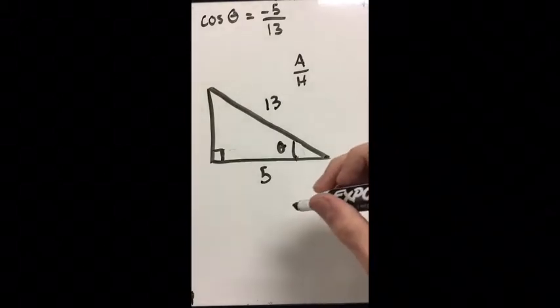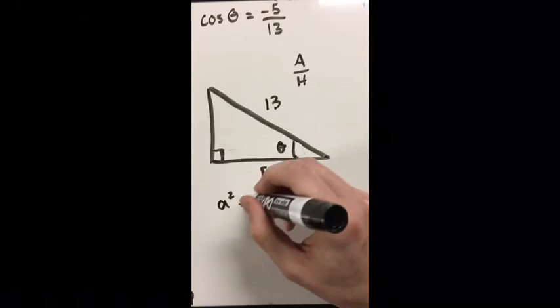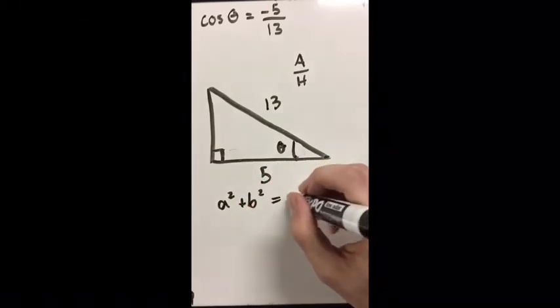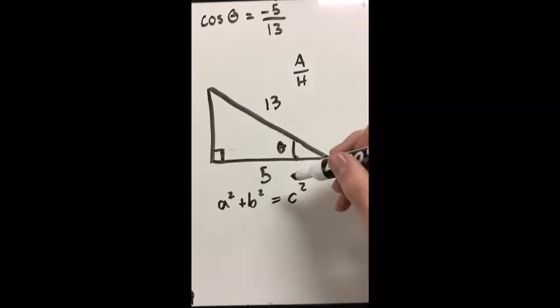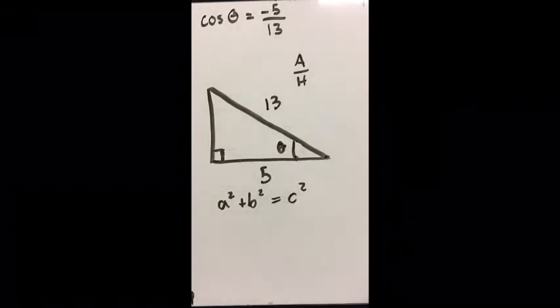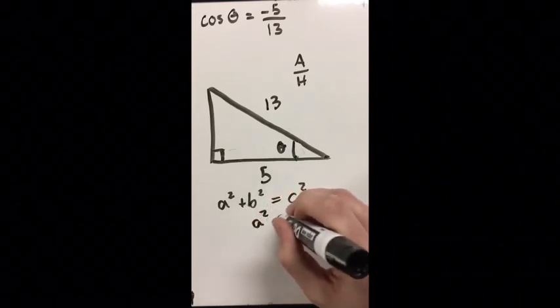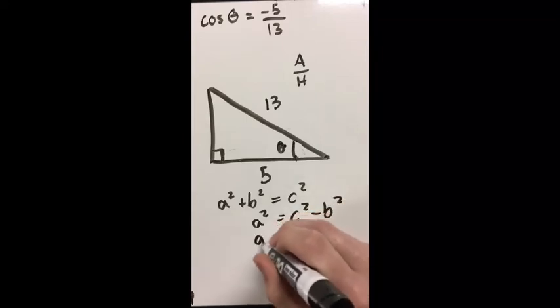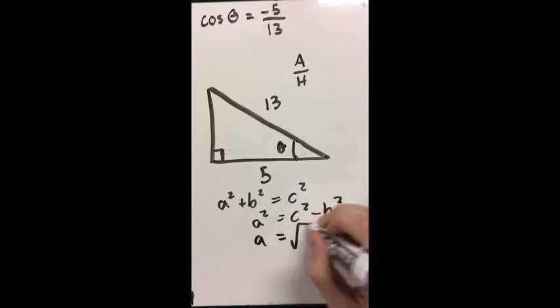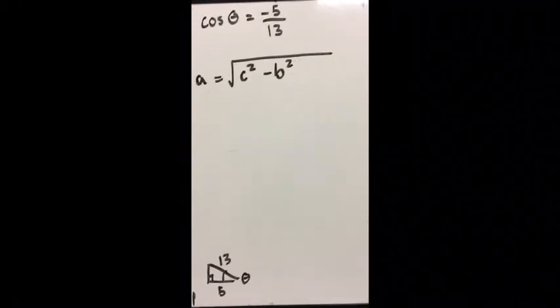To do this, we'll use the Pythagorean theorem. As we can recall, a squared plus b squared is equal to c squared. Now, we already know c, which is 13, and b, which is 5. So we need to rearrange the equation to solve for a. So a squared is equal to c squared minus b squared. Therefore, a is equal to the square root of c squared minus b squared.